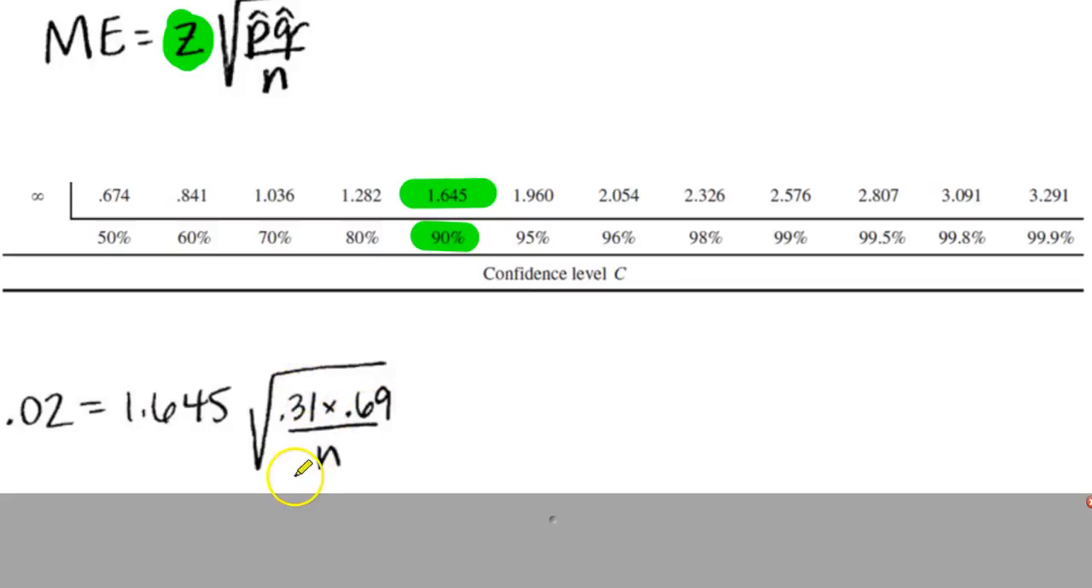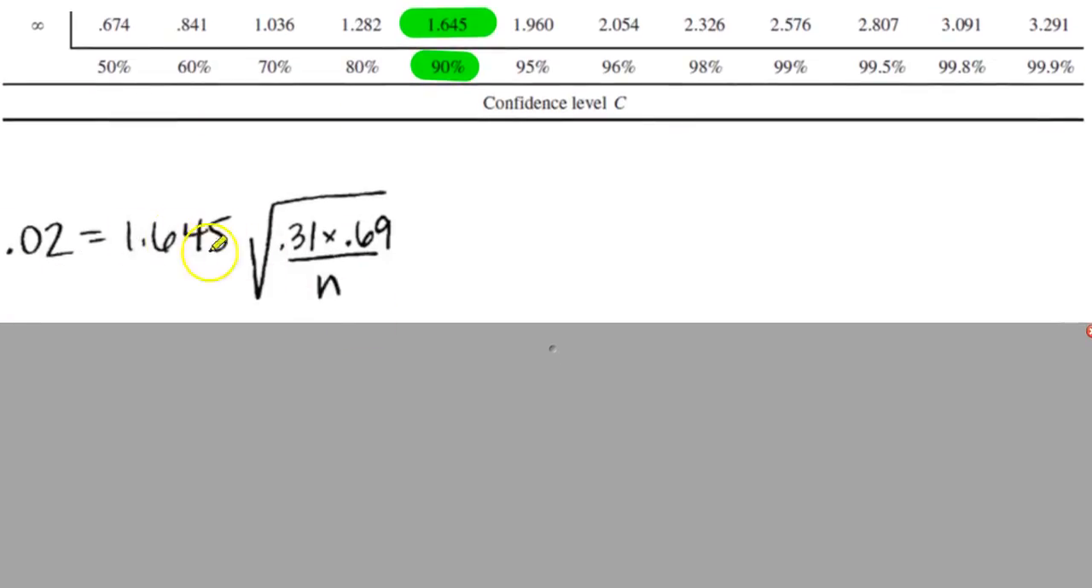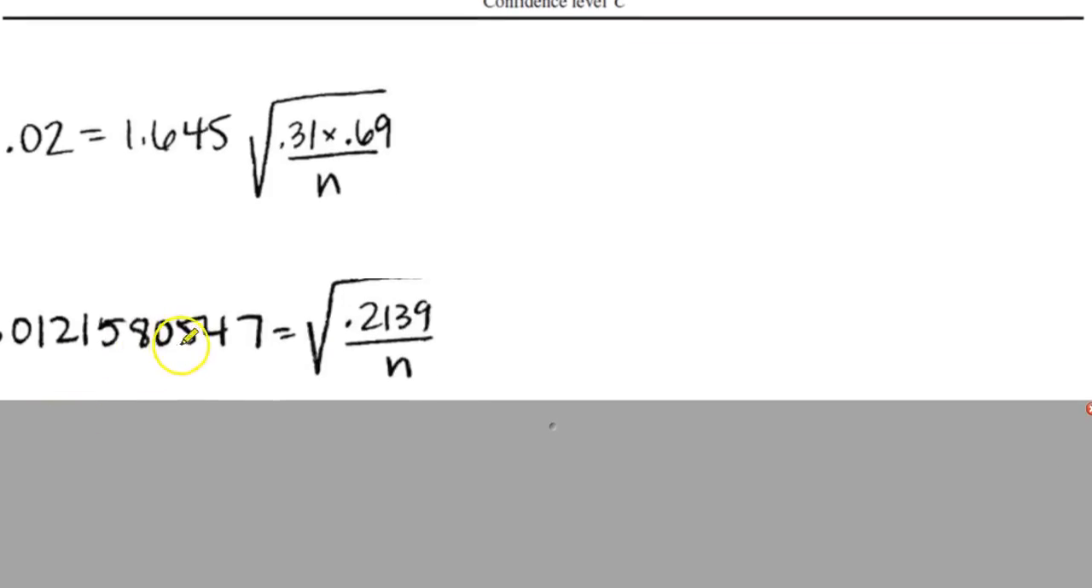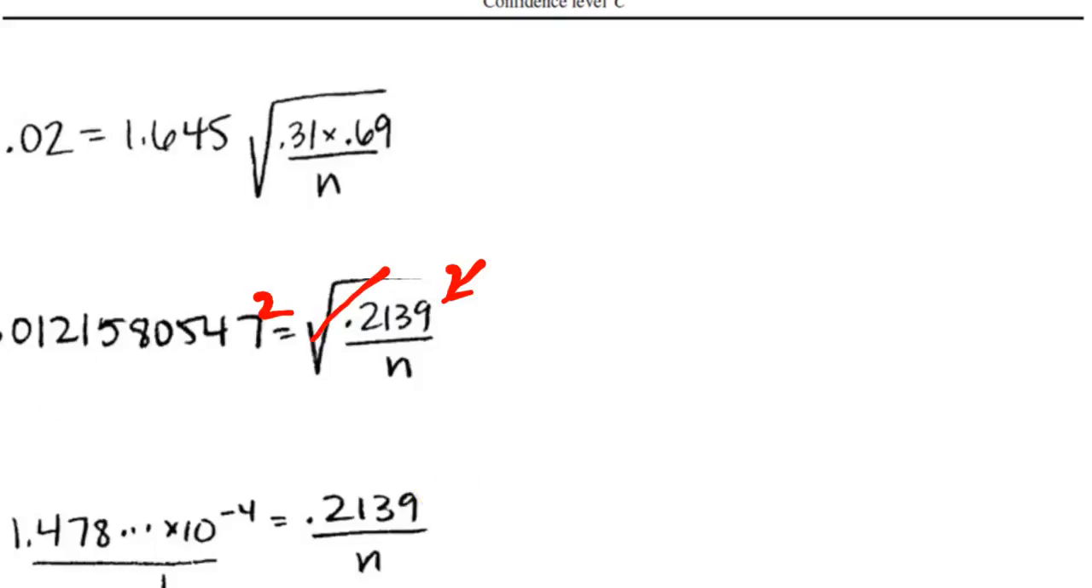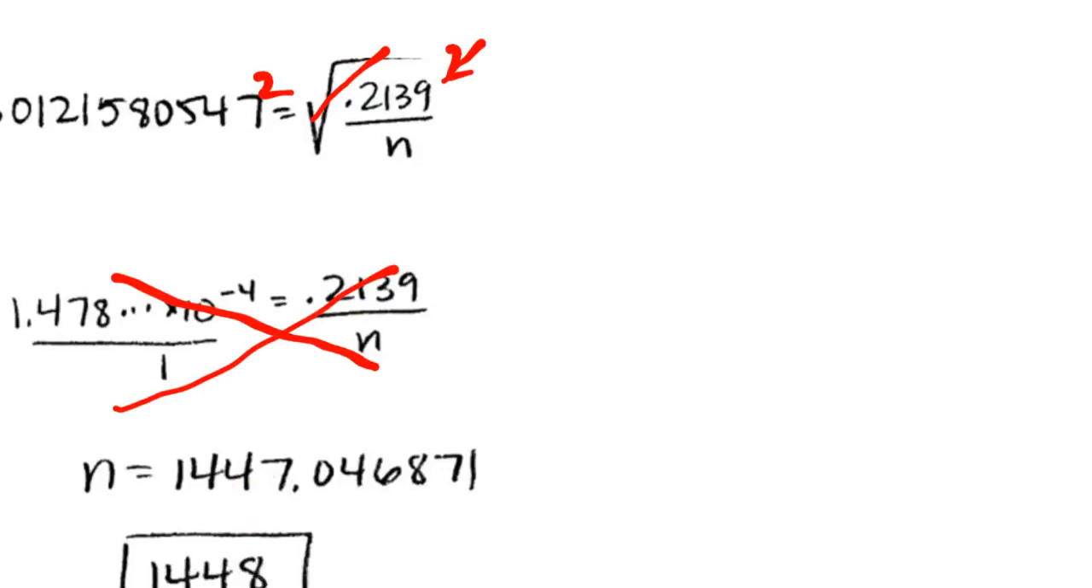I'm trying to solve for N here, so this is going to take us a little bit of algebra. First I'm going to divide both sides by 1.645. When I divide by 1.645, I get this long decimal, 0.01215 and so on, equals the square root. To get rid of that square root, I'm going to square both sides. I square this side and I square this side, and that cancels out the square roots. Then I get this scientific notation in my calculator. Now I can cross multiply, divide both sides, and I get my N.